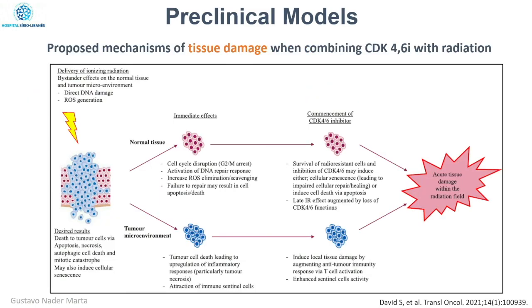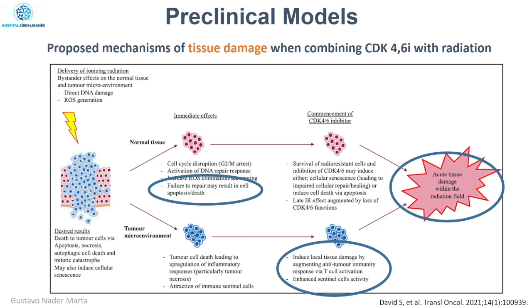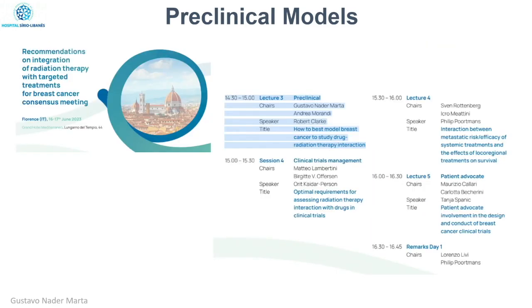On the other hand, proposed mechanism of tissue damage when combined CDK inhibitors with radiotherapy were also described, and these mainly be associated due to lack capacity to DNA repair and also due to the local immunity response that can cause tissue damage in the radio field. More details about the preclinical models will be presented today after lunch.